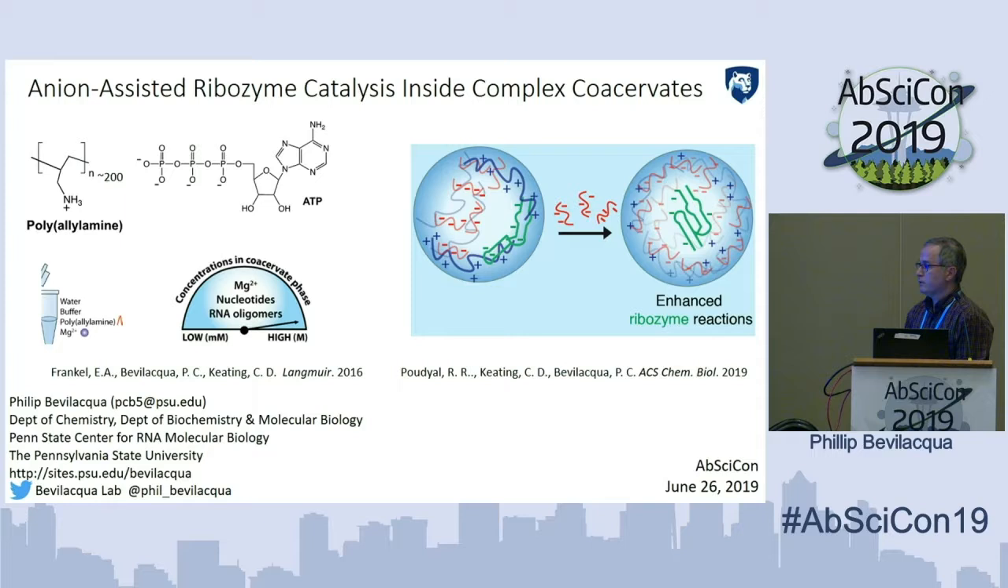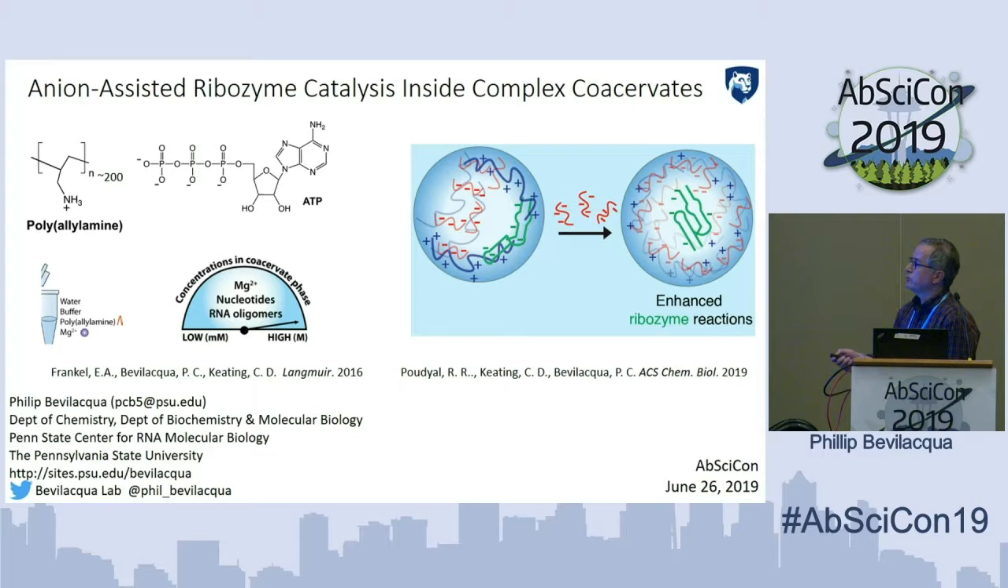And some of the first work that we published looks at the coacervation between a polycation, polyallylamine, and an oligoanion, ATP. And when these come together by associative phase separation to make a liquid-liquid phase separation, these form coacervates. There should be a picture here of coacervates, and then these are enriched with certain species that are favorable for ribozyme reactions, such as enhanced concentrations of magnesium ions, nucleotides, and RNA oligomers.